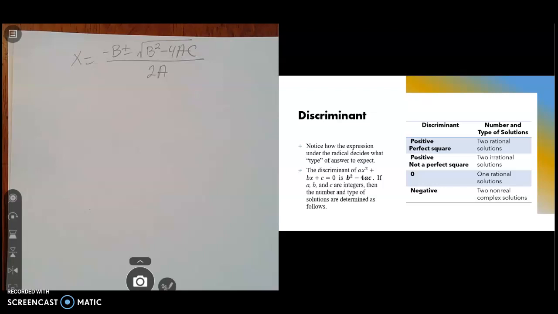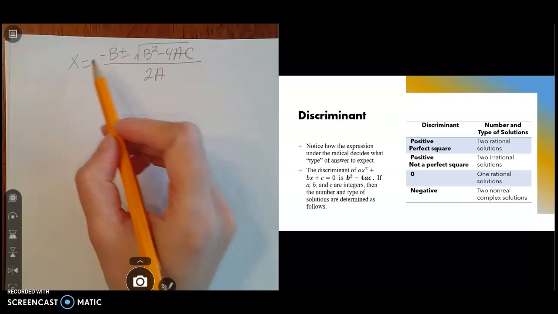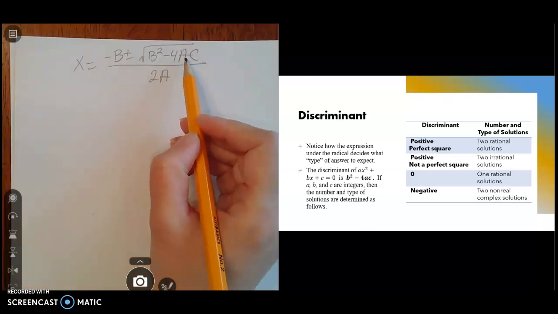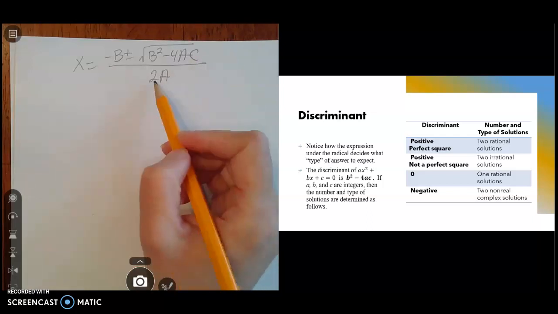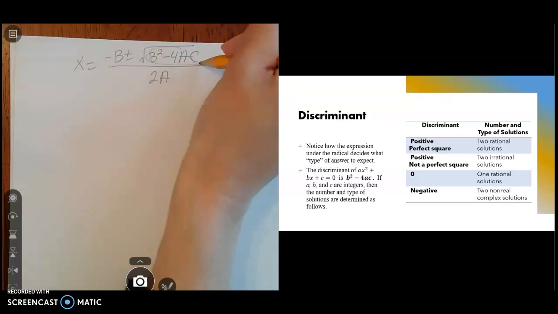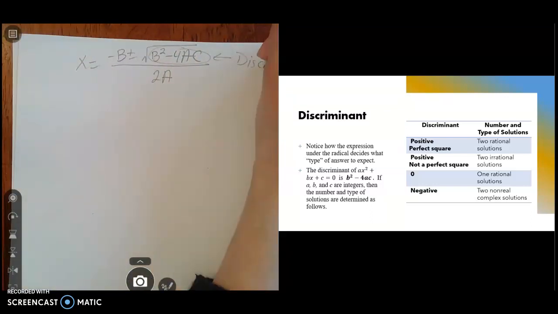Welcome back to section 11.3. The last thing we're going to talk about is something called the discriminant. So in our quadratic formula, x equals the opposite of b plus or minus the square root of b squared minus 4ac all over 2a. The discriminant is just this part, b squared minus 4ac, okay? That's the discriminant.